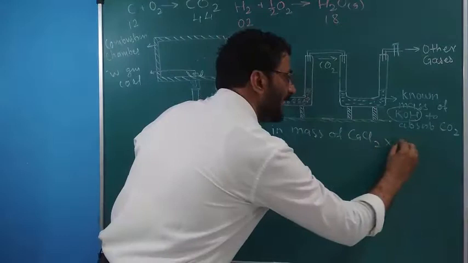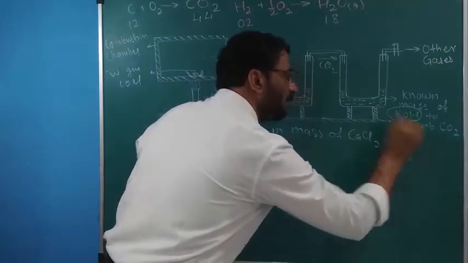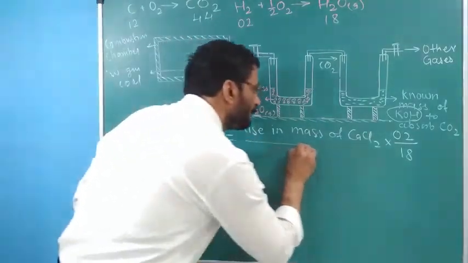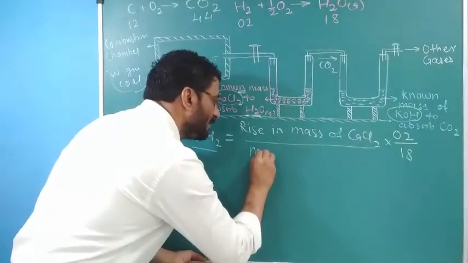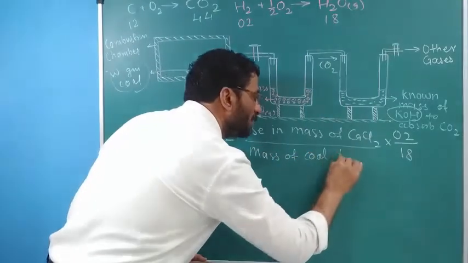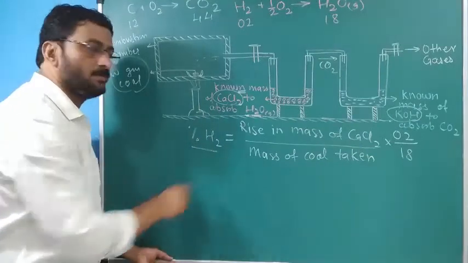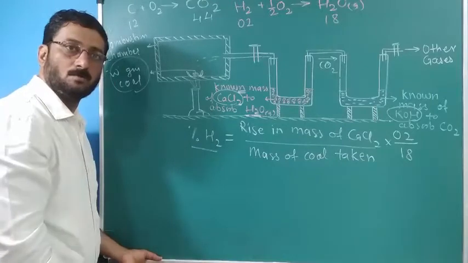Okay, the rise at a time is by 18 parts. Out of that we want only 2 parts. So 2 by 18. From where? From this coal, from W gram coal. So we'll write W gram coal, or mass of coal taken. So this much hydrogen is there in W gram coal.